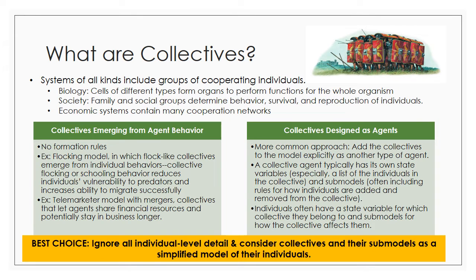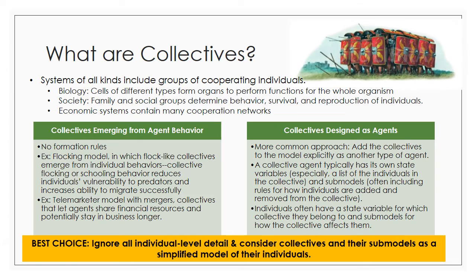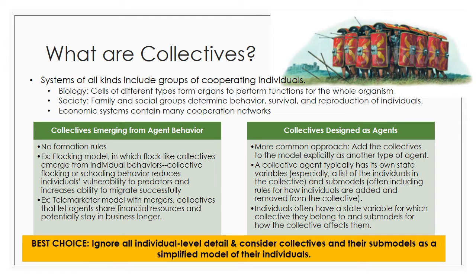Just like the Roman army you see in the top right of the slide, collectives are groups of cooperating individuals. In the picture here, you see the soldiers on the outside who have their shields in front of them, and the soldiers on the inside who hold their shields over their fellow soldiers' heads, effectively protecting the group. There are two types of collectives. The first one is those that emerge from agent behavior, like in the flocking model or in the Roman army, where the behavior protects the group and reduces individuals' vulnerability.